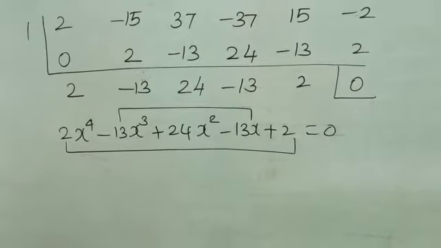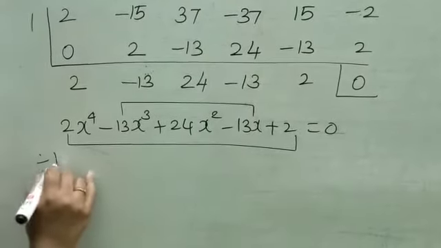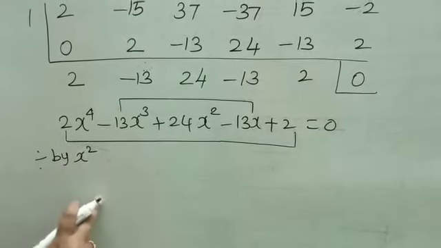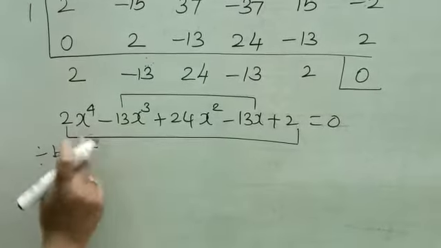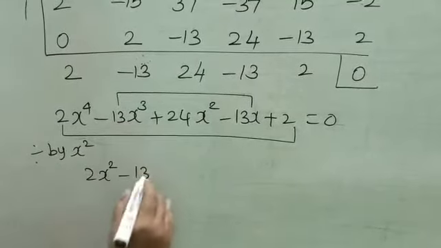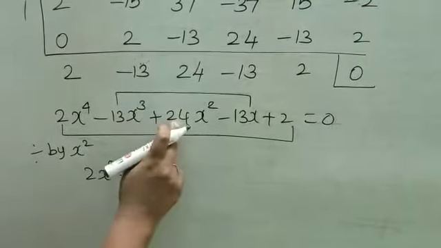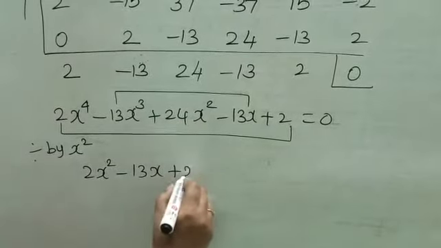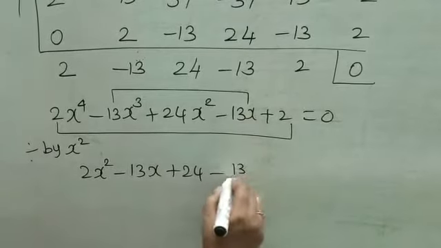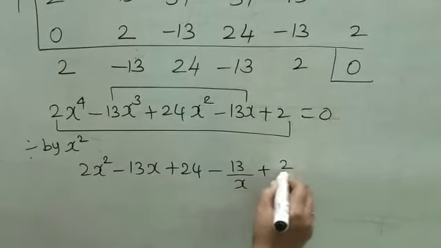If it is degree 4, we have to divide this equation by x square. Divide each term by x square. 2x power 4 by x square, we get 2x square. Minus 13x cube by x square, minus 13x. 24x square by x square, I get 24. Minus 13x by x square, minus 13 by x. 2 by x square is 2 by x square.